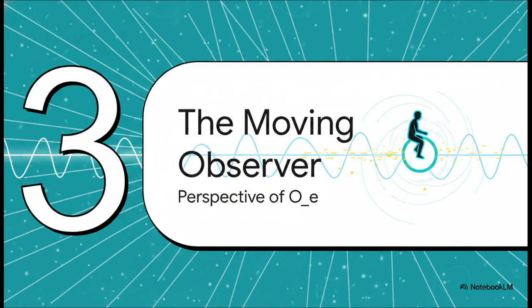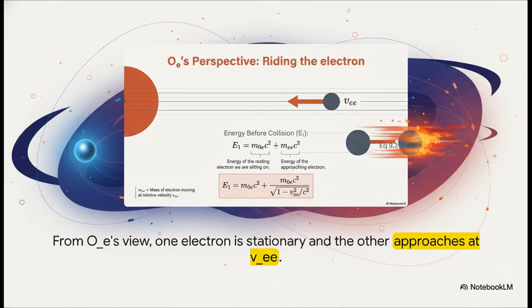And that's our cue. Let's switch over to our second witness, observer OE. This observer is basically hitching a ride on one of the particles, seeing the whole thing from a moving perspective. From this vantage point, things look totally different. Before the collision, OE sees their own particle as being completely still, so it only has what's called rest energy, the energy just tied up in its mass.